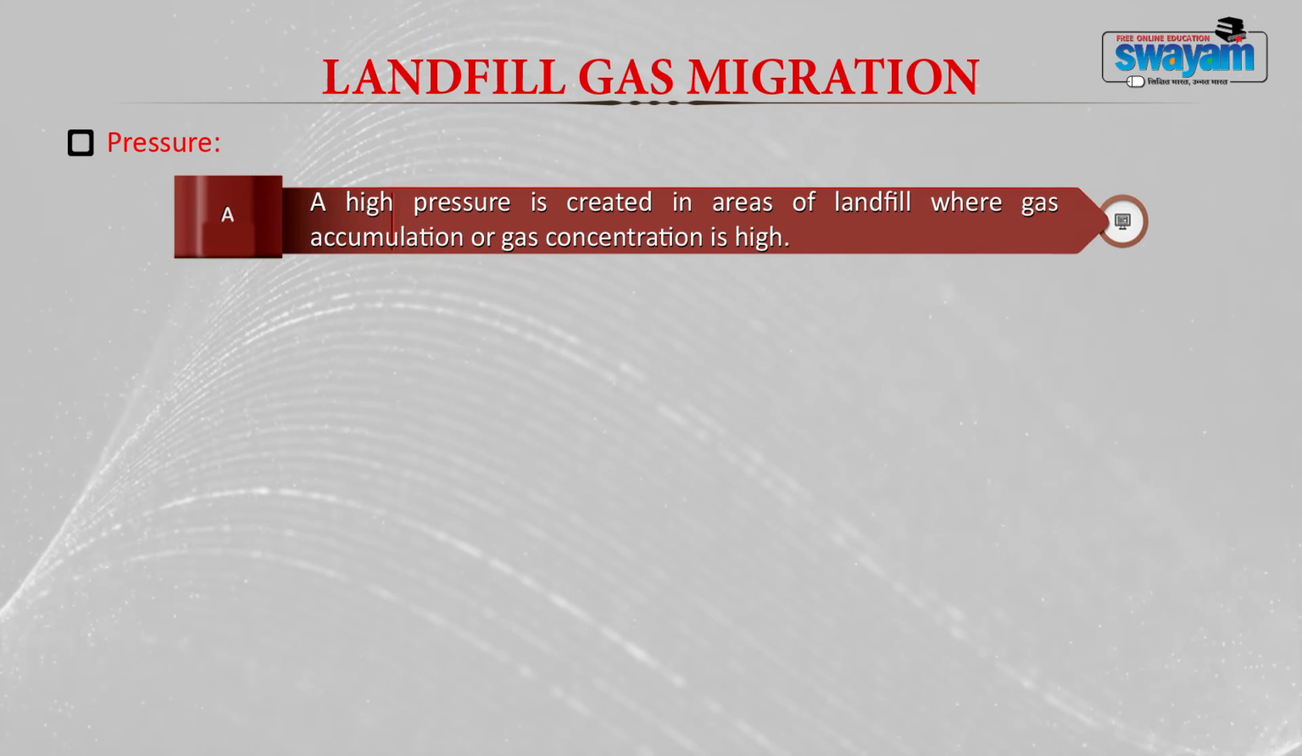Now, the migration of gas is affected by a lot of factors. First, diffusion. Landfill gas moves and spreads to the surrounding area through the process of diffusion. That means the gas moves from a higher concentration to a lower concentration area. A high pressure zone is created when the gas accumulation is high in a particular area.